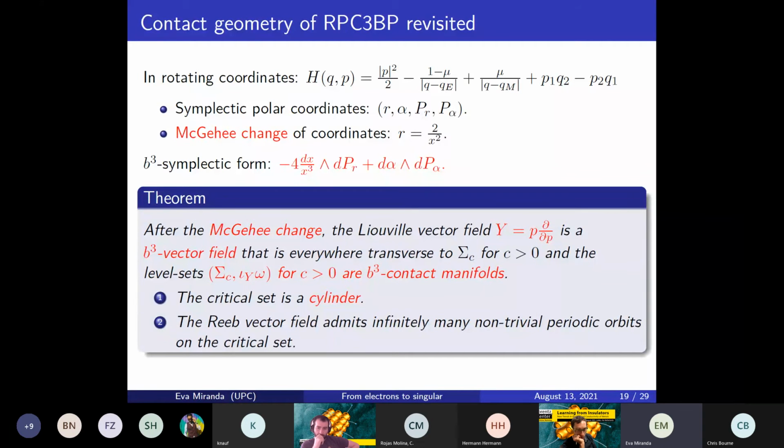So let's say this is a step forward in trying to understand the business of periodic orbits when you have non-compact or critical sets. The interesting thing about this is that here the critical set is still non-compact, it's a cylinder, but the computation was hands-on.